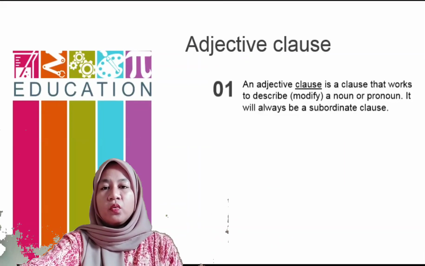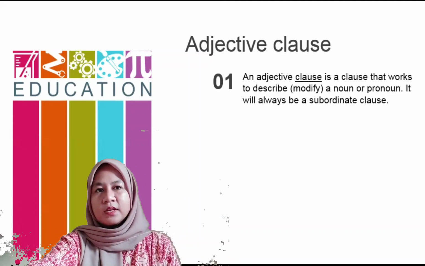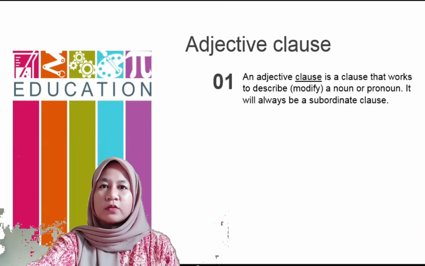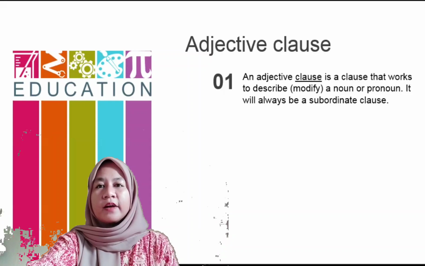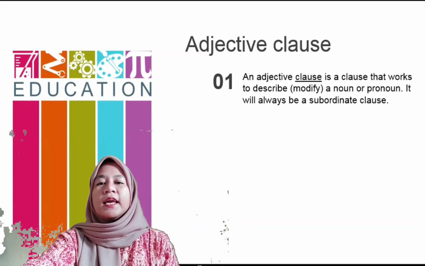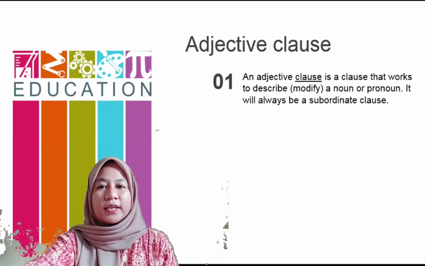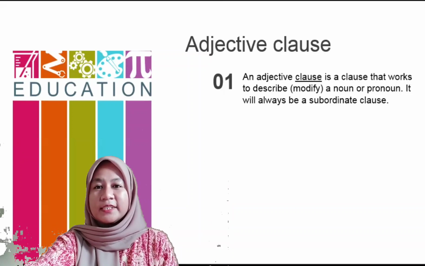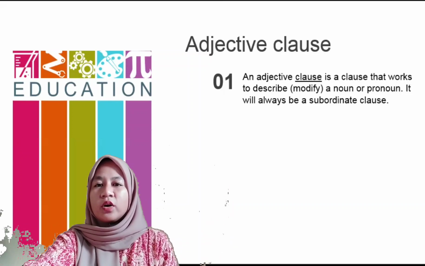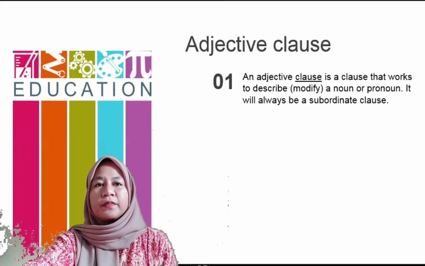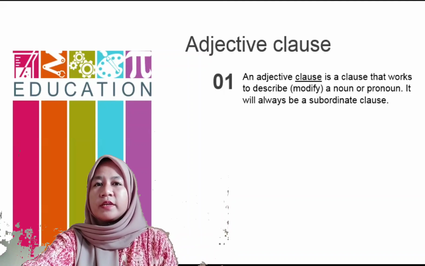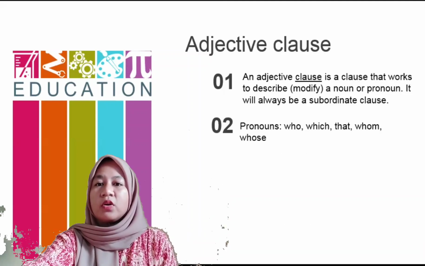So, what is an adjective clause? An adjective clause is a clause that works to describe or modify a noun or pronoun. It will always be a subordinate clause. It appears immediately after the word it describes or modifies. Adjective clauses always begin with either a pronoun or an adverb.